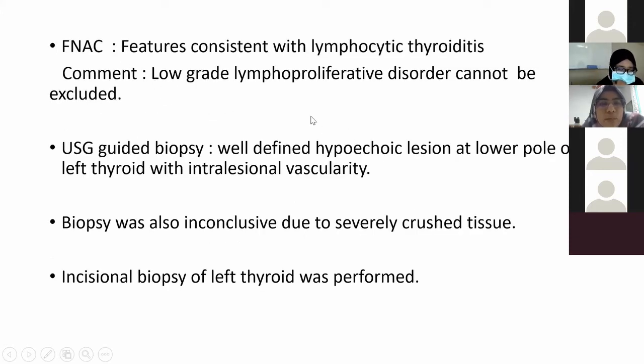So what is the FNAC reported as? Features consistent with lymphocytic thyroiditis, with the comment that low-grade lymphoproliferative disorder cannot be excluded. Because of that, they proceeded with ultrasound guided biopsy. Noted that there is a well-defined hypoechoic lesion at the lower pole of the left thyroid with intralesional vascularity seen. However, the biopsy was inconclusive due to severely crushed tissue. So we commented on that biopsy to proceed with incisional biopsy, and they proceeded with left thyroid incisional biopsy.